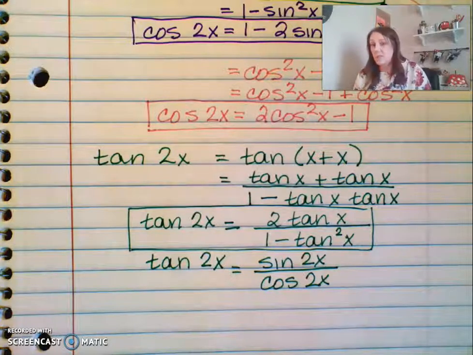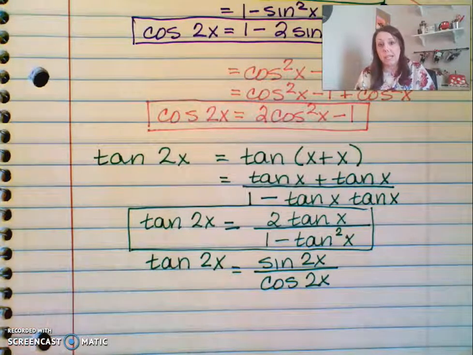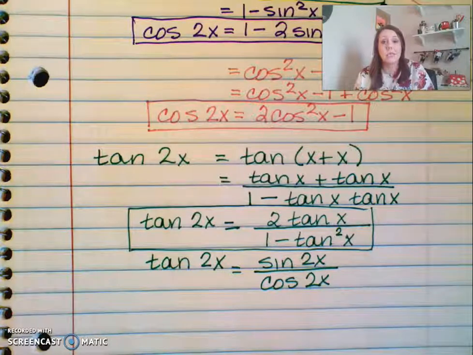So each of these describes what happens when we have a double angle, an angle plus itself, in terms of how we develop these double angle identities. And it also gives us a use for the sum and difference identities from the previous section.